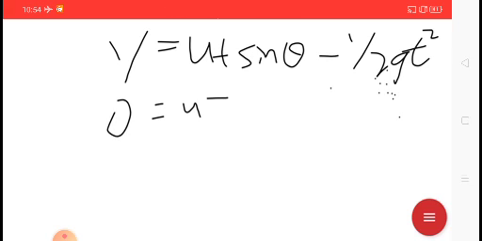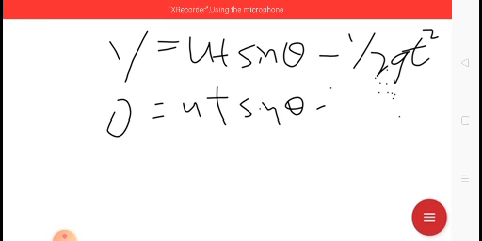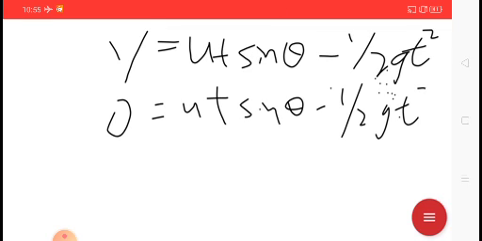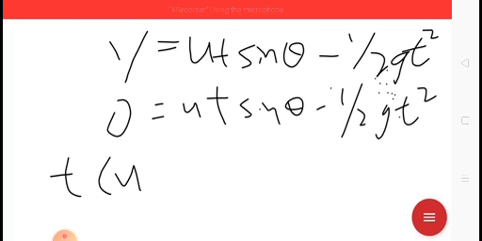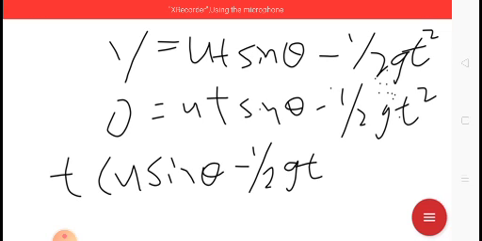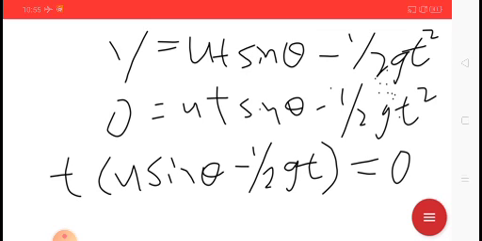Go back to the basic one. Go back to the original position. Okay, this one we consider displacement. So you will have this general formula. So if you rearrange the formula, you will have t(u sine theta minus half gt) equal to 0. So in this equation, they already consider the acceleration as a deceleration already, the gravity. So they put a negative there.